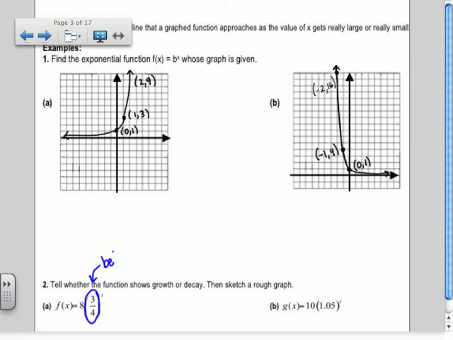This is between 0 and 1. So when it's between 0 and 1, just like our M&Ms, when we multiplied by 1/2, we were getting half of what we had before. So we went from 100 M&Ms to 50, then to 25, then to like 13, somewhere around there. All right, so when it's between 0 and 1, it's going to be decay.